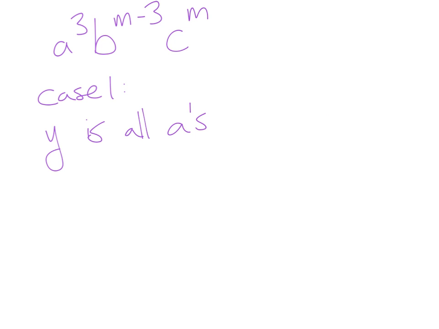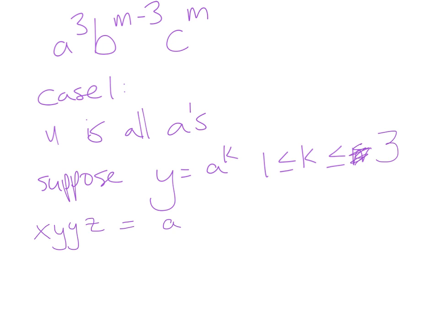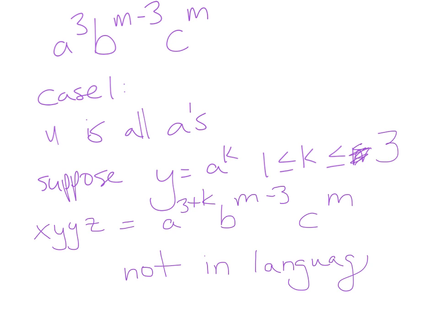What I care about is that Y is all A's. And so I can say, let's suppose Y is A to the K for some K which is greater than or equal to 1 and less than or equal to, not M in this case, it's actually less than or equal to 3, right? So if Y is this A to the K, then X, Y, Y, Z is still going to equal A to the 3 plus K, B to the M minus 3, C to the M, which is not in my language, right? But that's just the case 1.